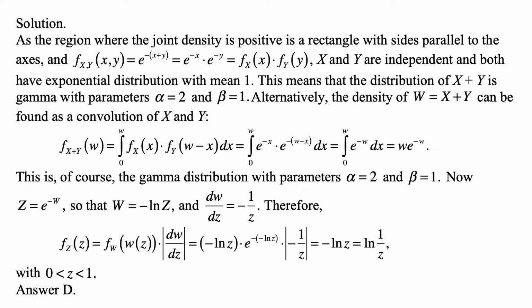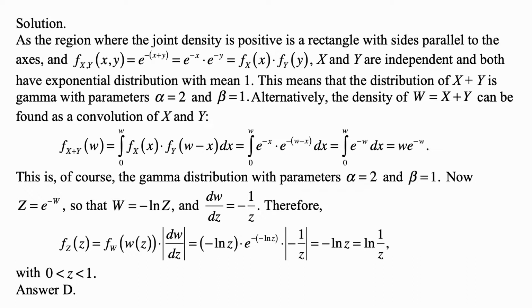And the reason, of course, is that this is not a function of x at all. It's a constant, so it's simply the length of the interval times e to the minus w, because the parts involving x cancelled out. And this is, of course, a gamma distribution with parameters alpha equal to 2 and beta equal to 1, or alternatively simply a sum of two exponential distributions, both with mean 1.